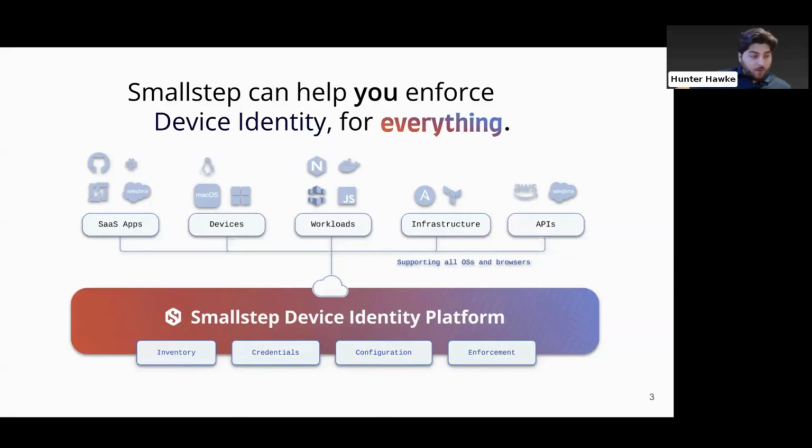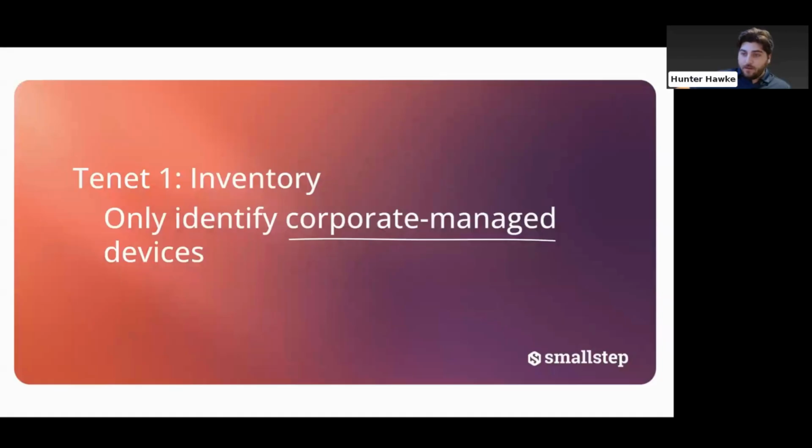And so let me jump into Tenet 1, inventory, because effectively the goal here is that we have to identify all of our corporate managed devices. To do this, we have to identify the EK or the AK public key. That stands for the TPM endorsement key, or the secure enclave attestation key in the case of macOS. Effectively, every client-side device that has been built in the last maybe roughly a decade, minimum 5-8 years, has a TPM or a secure enclave.